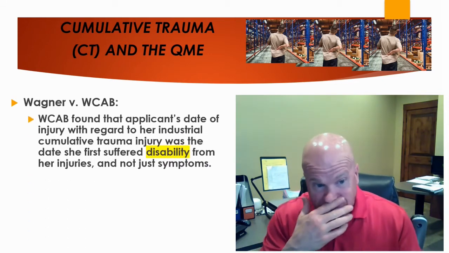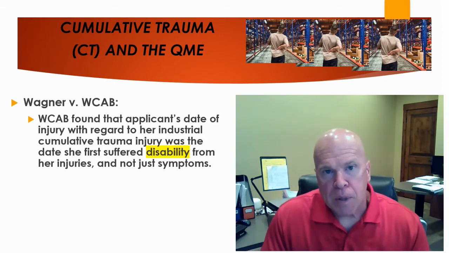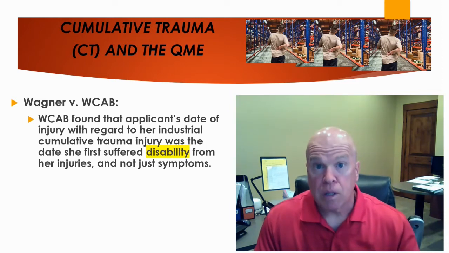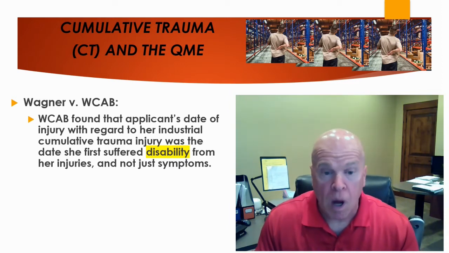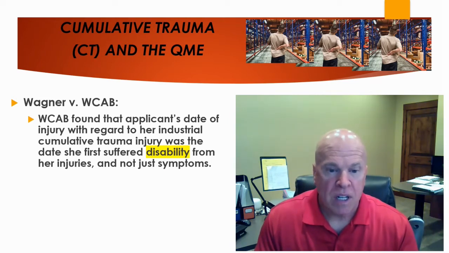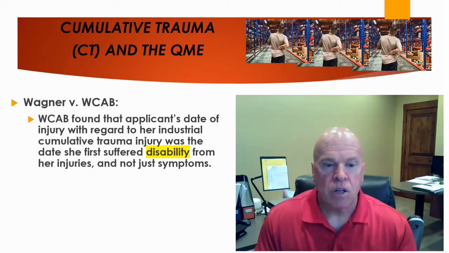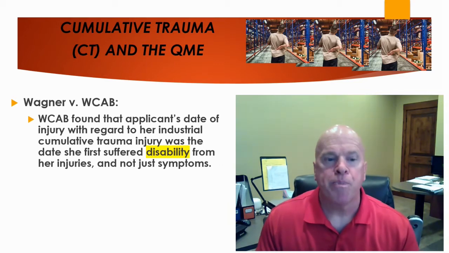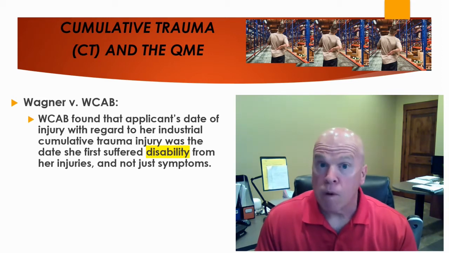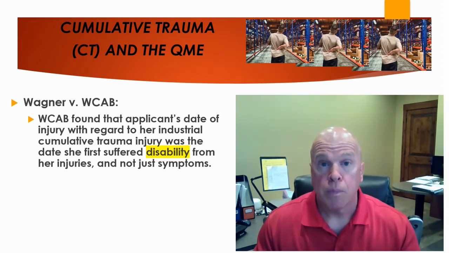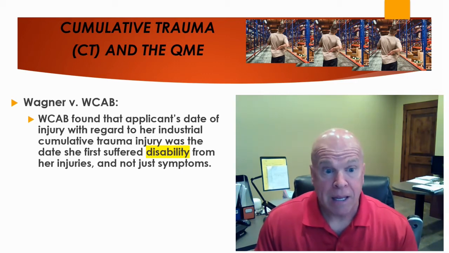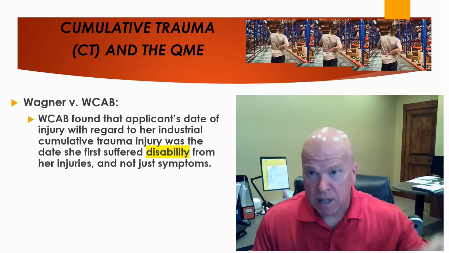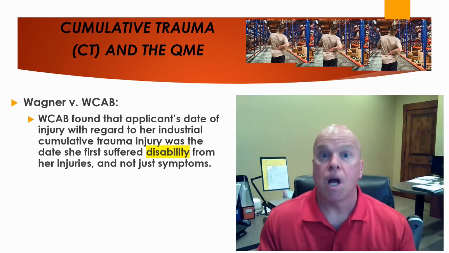So with Wagner, the Workers' Compensation Appeals Board found that the applicant's date of injury with regards to her industrial cumulative trauma injury under Labor Code 5412 was the date she first suffered disability from her injuries and not just symptoms from her injuries. Wagner was involved with repetitious upper extremity motions at work, and in and around May, I think it was 1991, she woke up in the morning after one particularly heavy day of work the day before with numb hands.